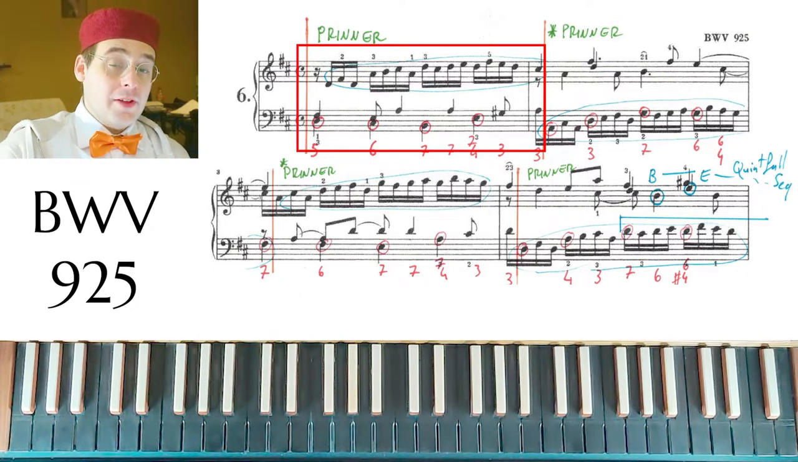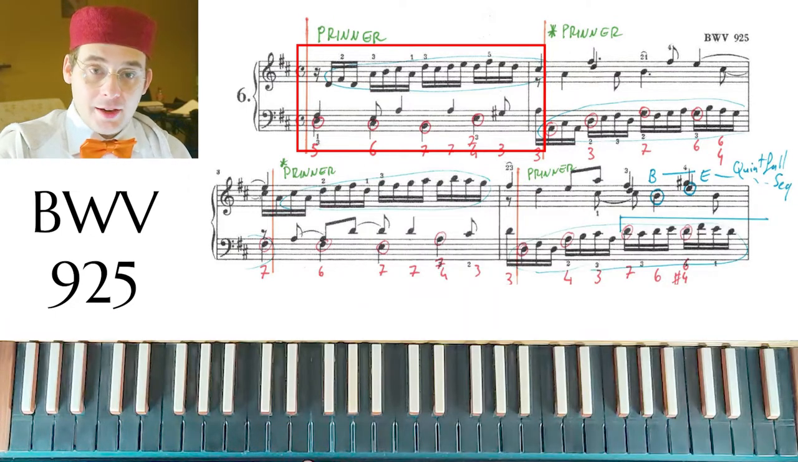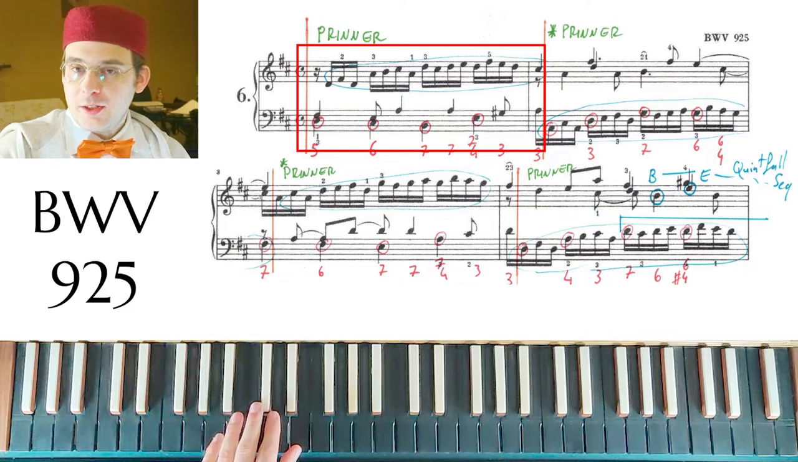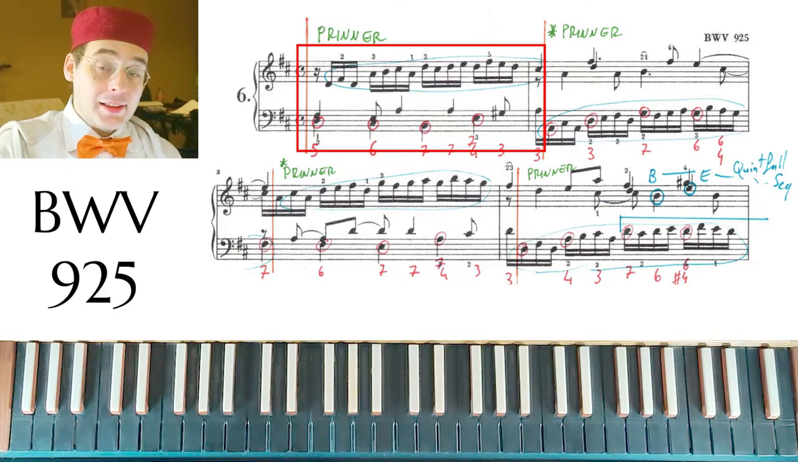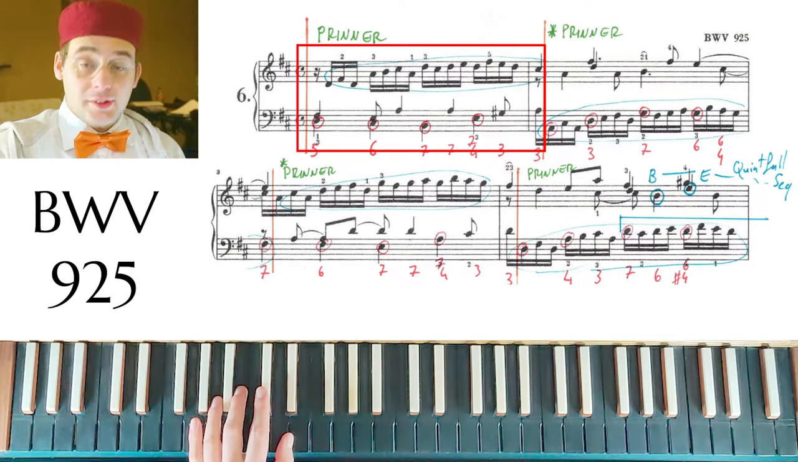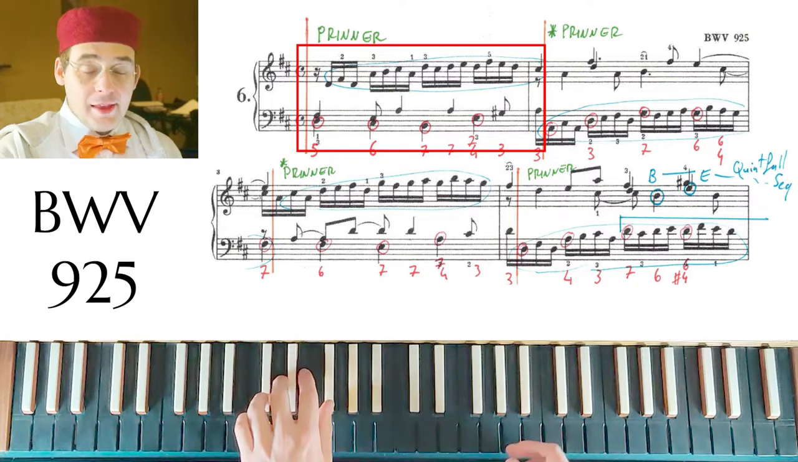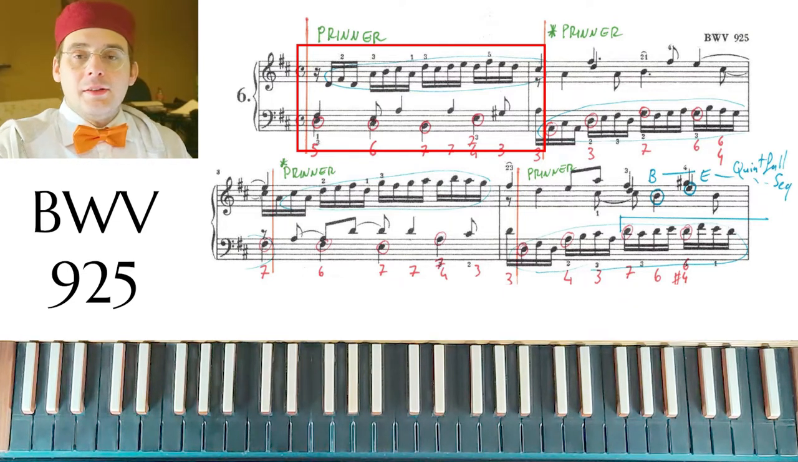If you have watched my video about the Prinner, I'm sure you recognize the Prinner here. Or better, the modulating Prinner, because this Prinner takes us from the first degree of the scale, D, to the fifth one. And how can this be a Prinner?